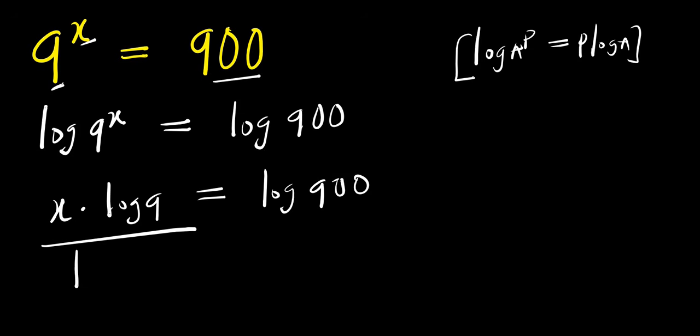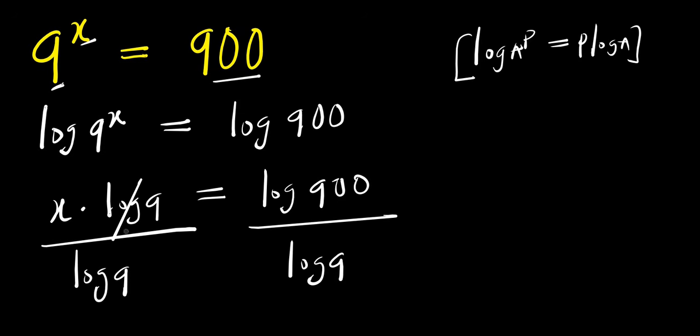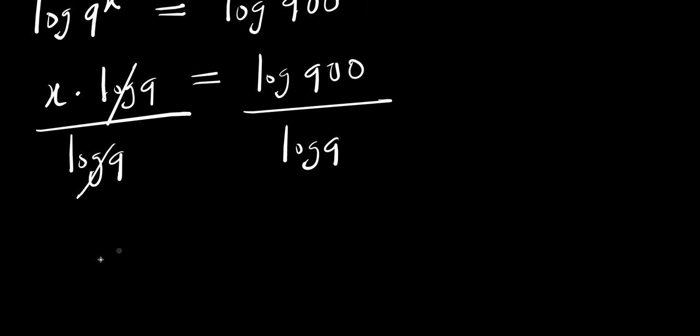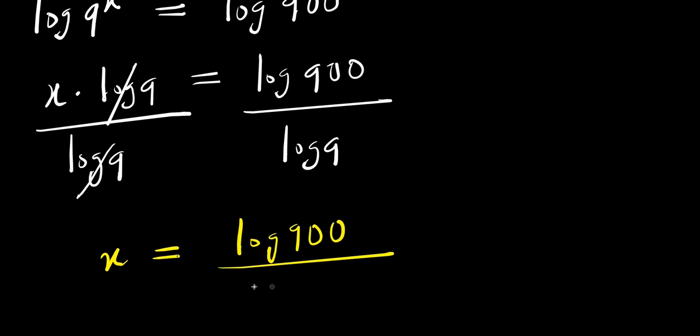We divide this by log 9. Log 9 eliminates log 9. So we have x equals log 900 divided by log 9.